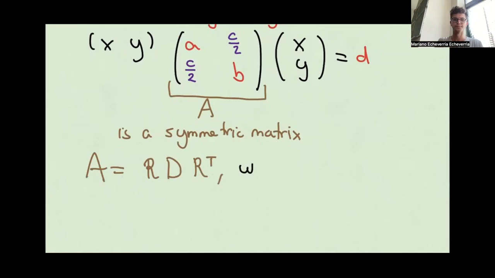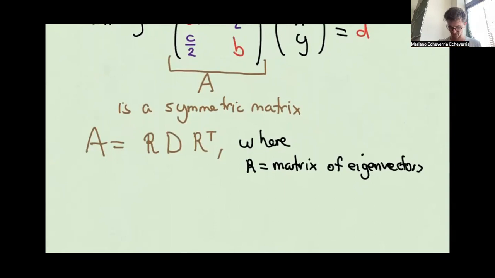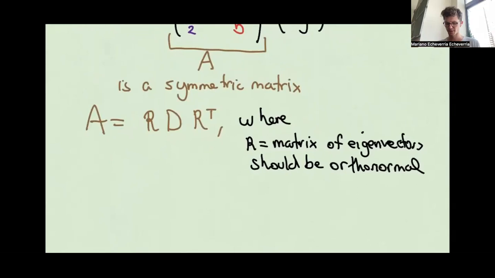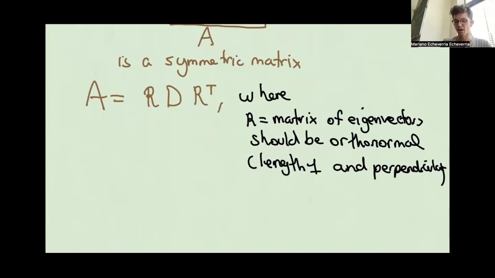where R is going to be the matrix of eigenvectors, right? The important thing here is that these eigenvectors, the way you choose them, have to be chosen in such a way that they have length 1. They are already perpendicular if they correspond to eigenvalues which are different. But the important thing is that these eigenvectors should be, well, let me write both conditions, orthonormal. That means, again, length 1 and mutually perpendicular. And D is going to be the matrix of eigenvalues, which we have used in the past.